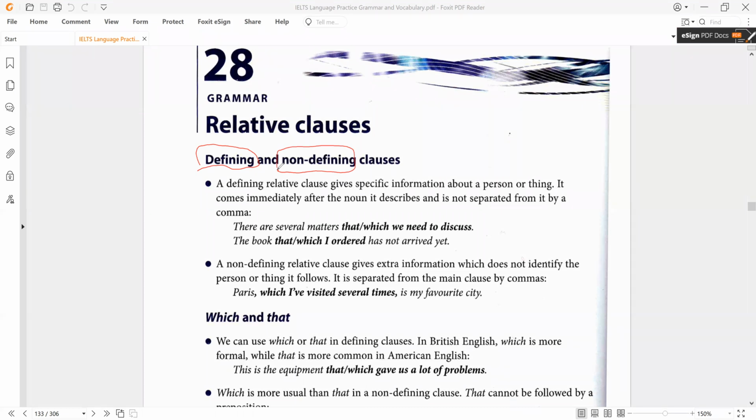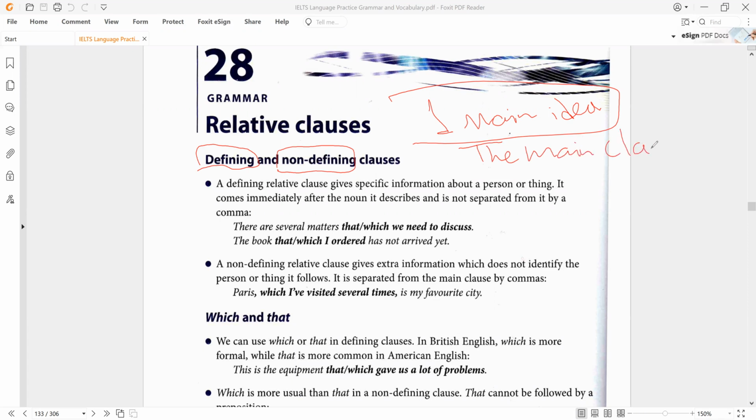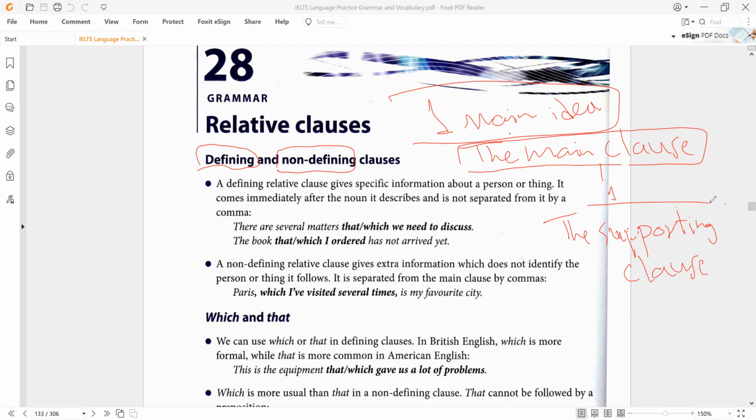And we have one main idea. What is this main idea? We have something called the main clause, العبارة الرئيسية, which carries the main meaning. And we say the supporting clause. Supporting gives extra meaning. It is not the main, but it supports the main with some issues.